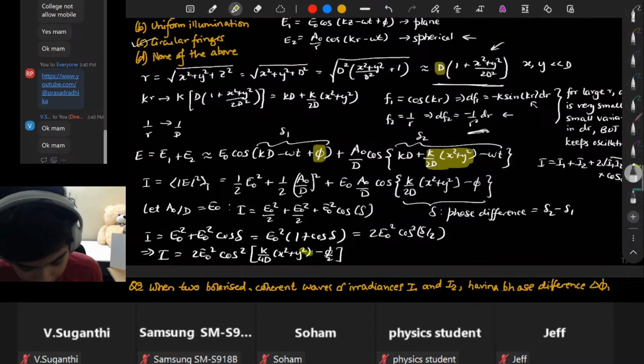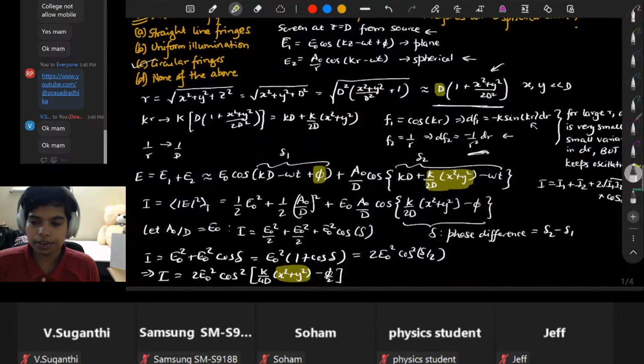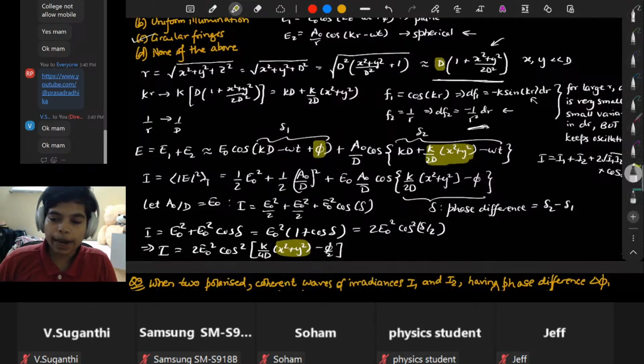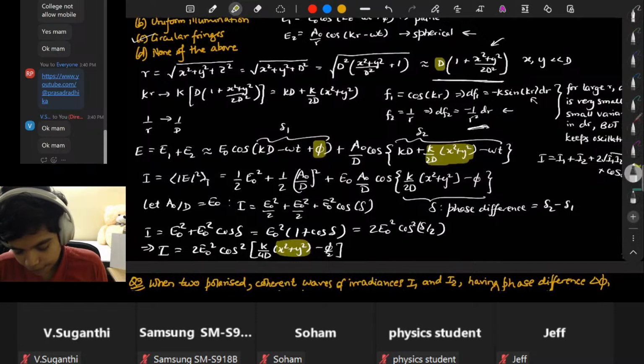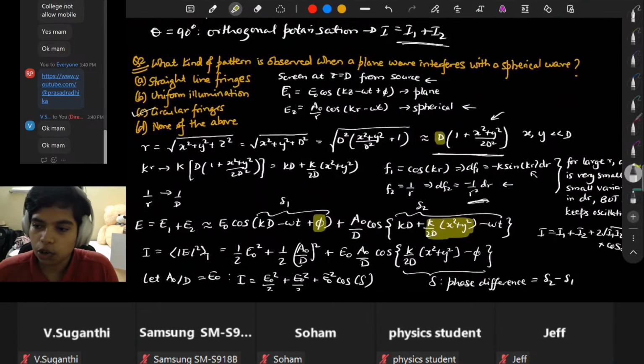And you see in the final expression, this is a function of x squared plus y squared. So on the screen, what you see is going to be circular fringes because of this term x squared plus y squared. The locus of those points where x squared plus y squared is constant will have a constant value of I. And the locus of all points where x squared plus y squared is constant is nothing but a circle. So because of the existence of this x squared plus y squared term inside the cosine, you get circular fringes.